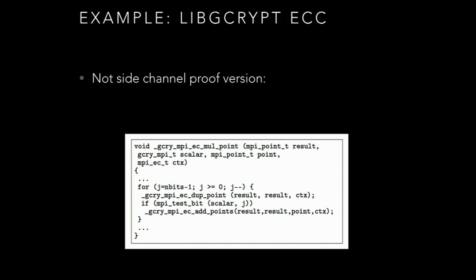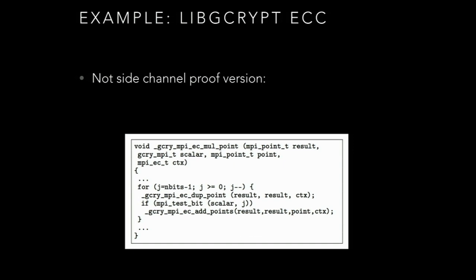There's a side channel proof version that is safer than this, and there's even a newer version which is even safer, which we'll also talk about. But let's just, for the sake of illustration, look at this non-side channel proof version. The unsafety comes because of the second conditional here. The scalar is the secret value.